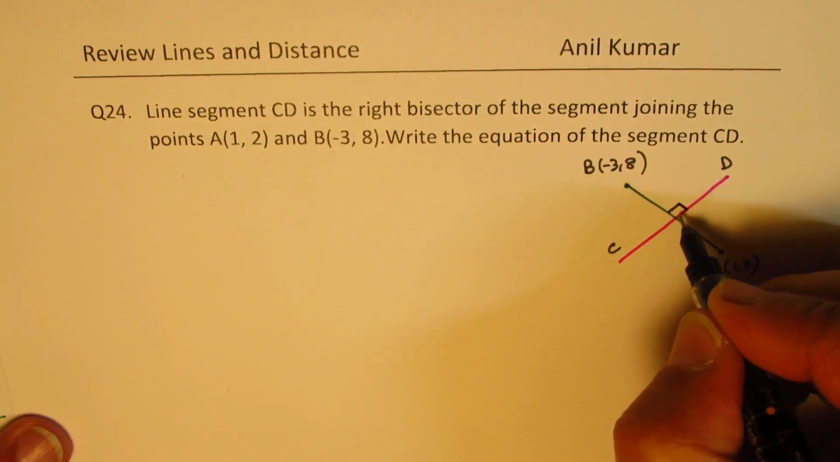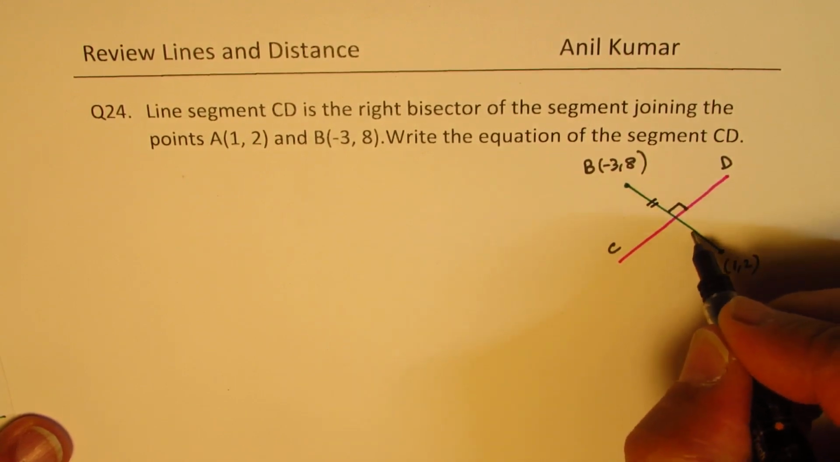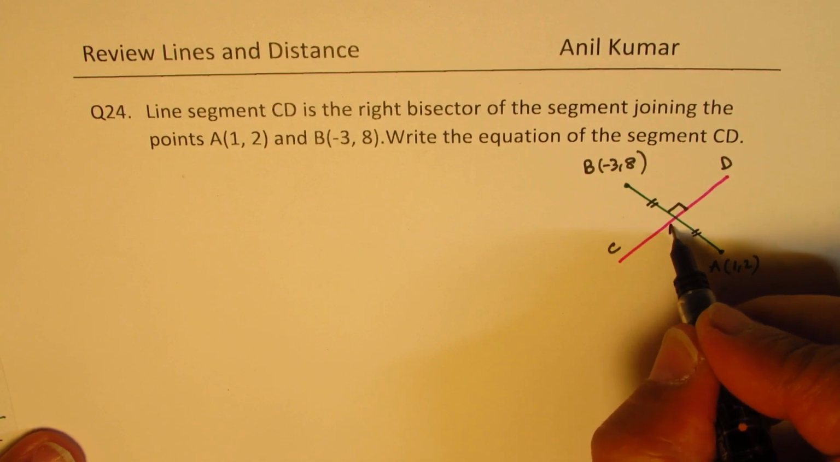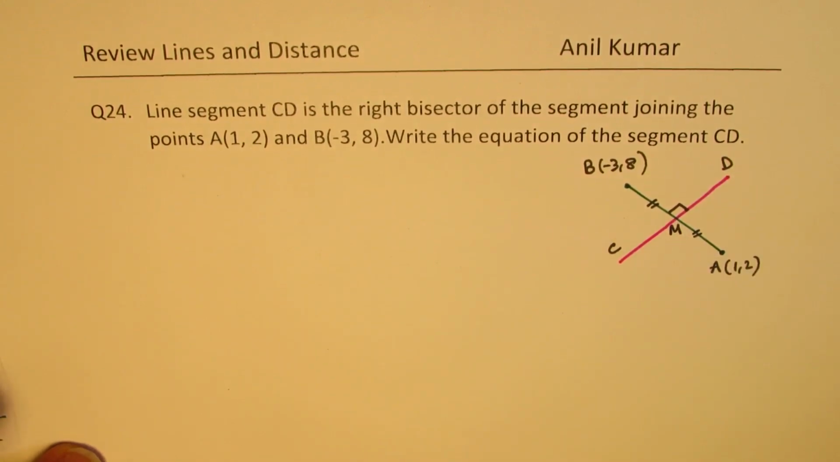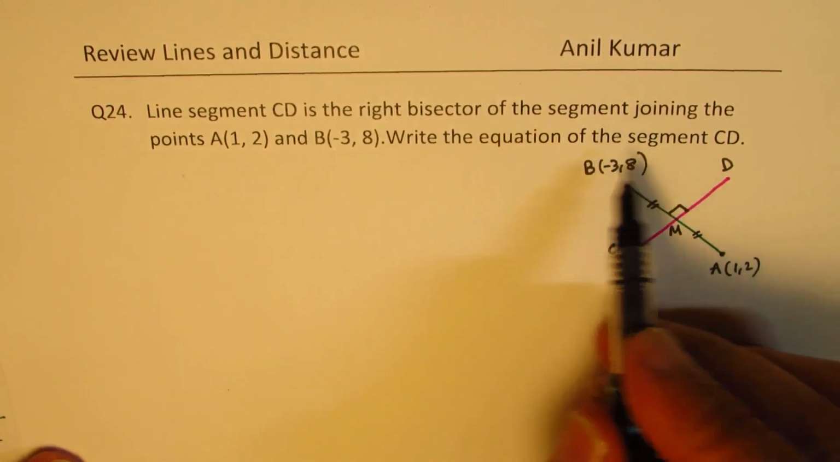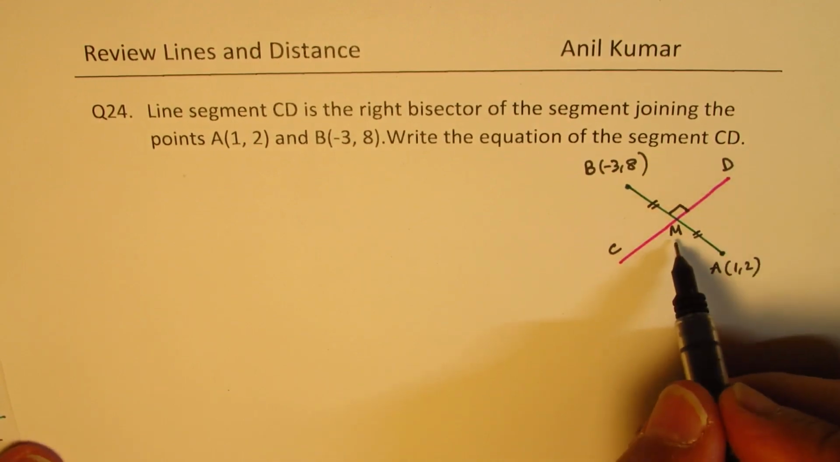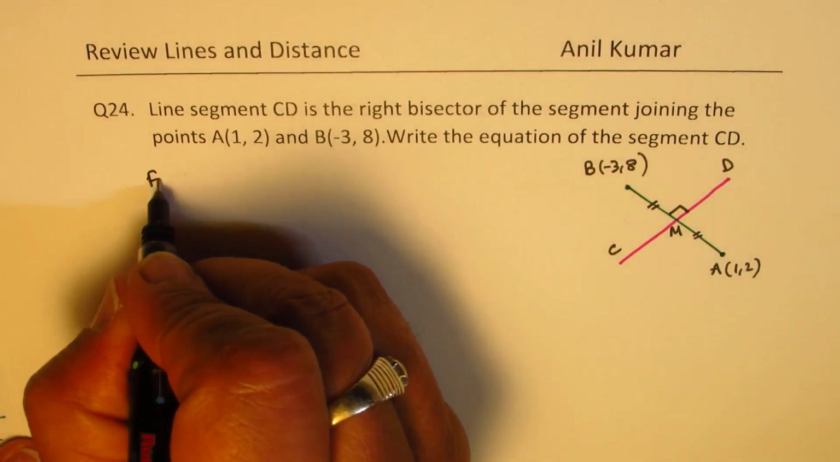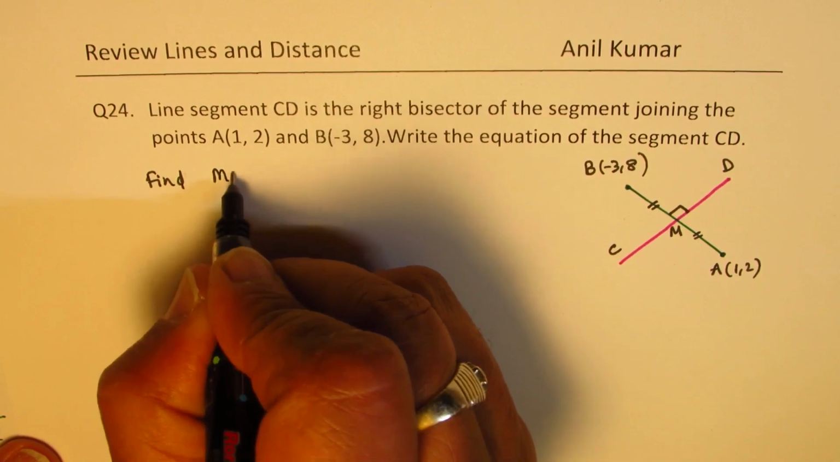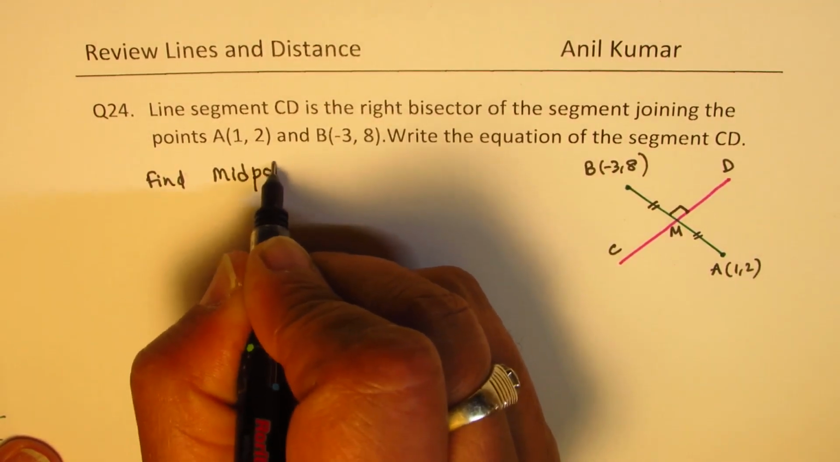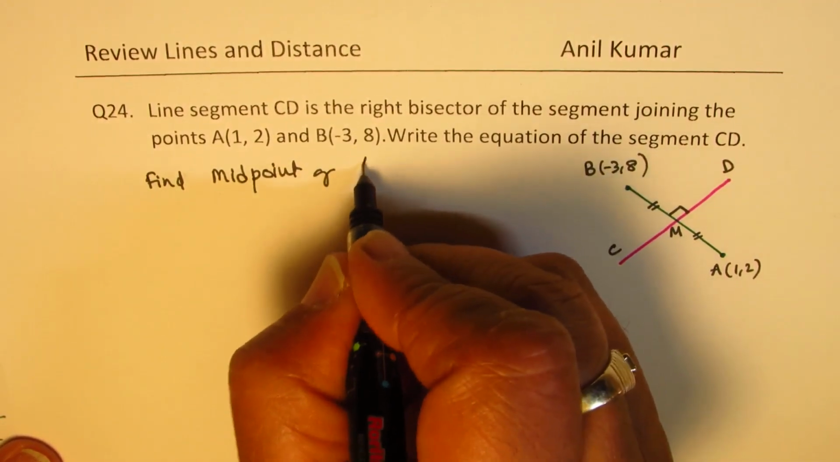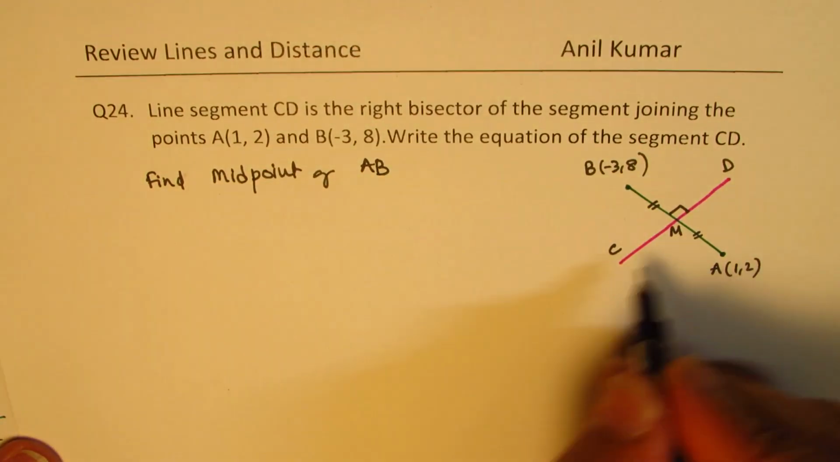So important thing is that this is the perpendicular bisector, means these 2 points are the same distance. So we have a midpoint here, correct? We need to write the equation of the segment CD. So first step is to find the midpoint, right? So let's find the midpoint of AB, correct? So that is M for us.